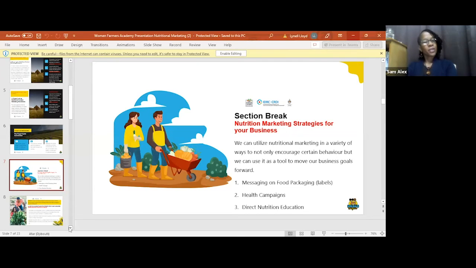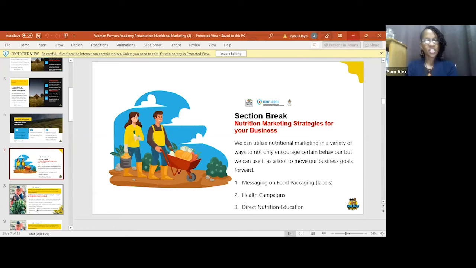So we're going to break it down into 3 broad categories. The nutritional marketing strategies fall under 1, messaging on food packaging, 2, labels, health campaigns, and 3, direct nutrition education. So these are 3 broad labels that we're now going to break down. Messaging on food packaging, that is labeling. We're also looking at health campaigns, and we're looking at direct nutrition information. Next slide.